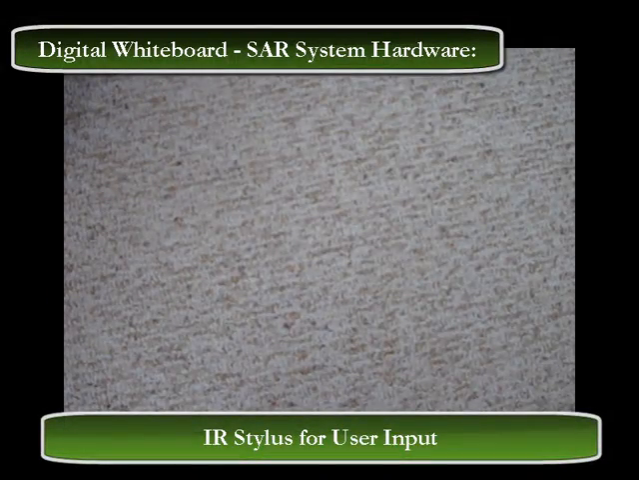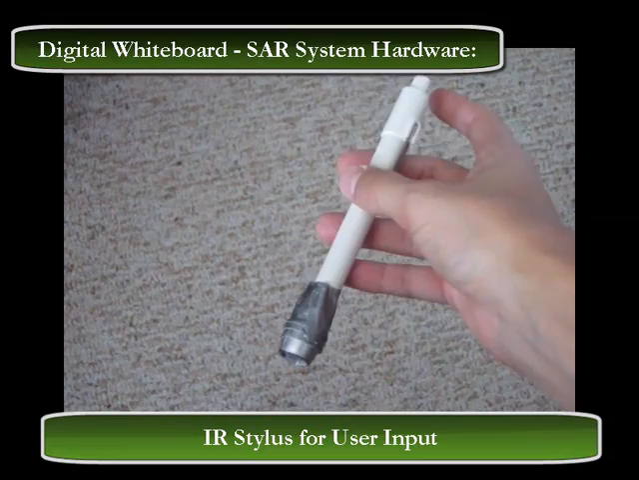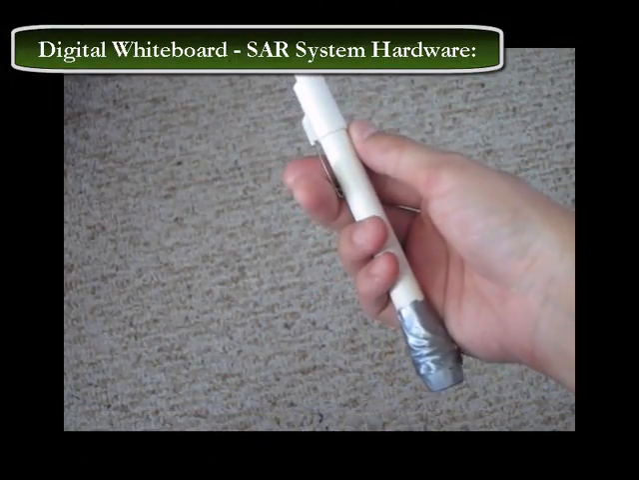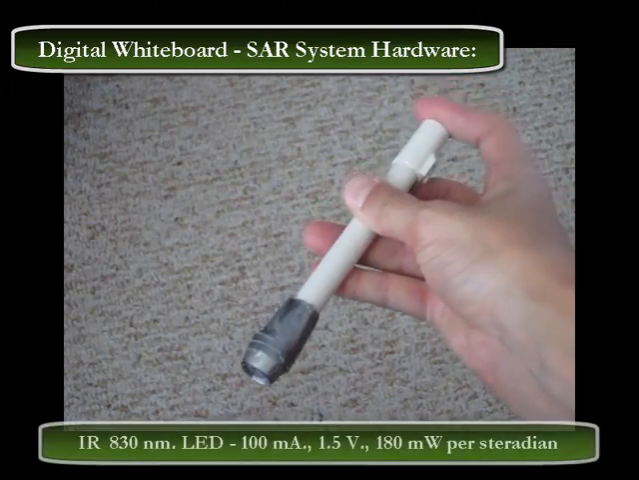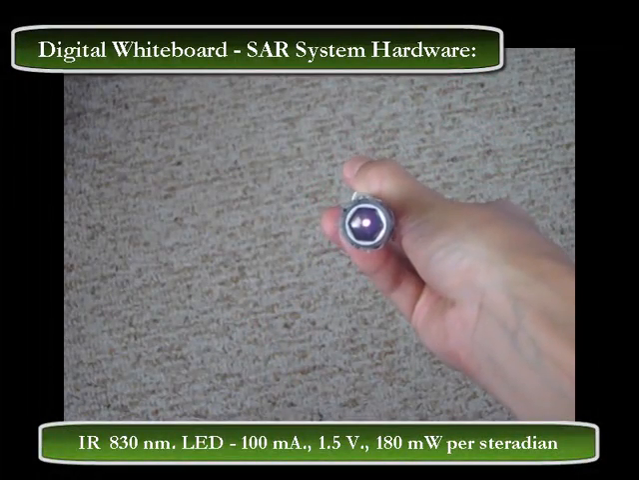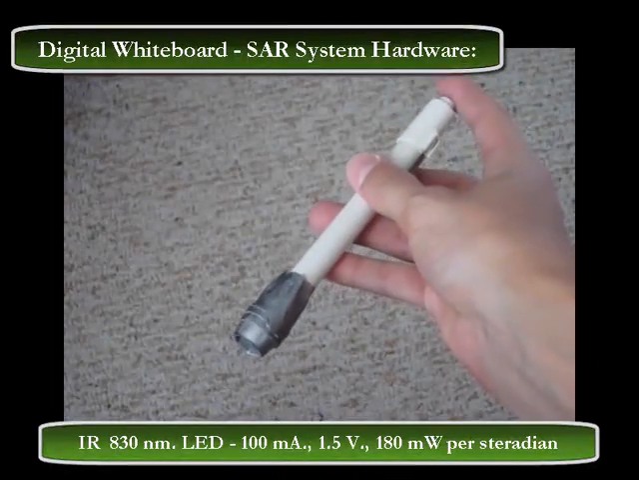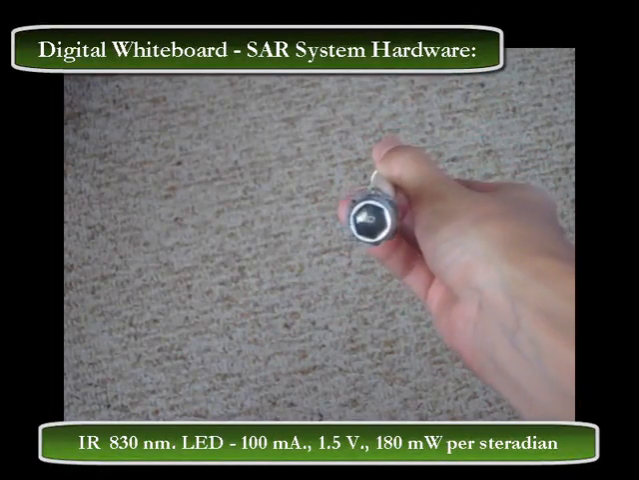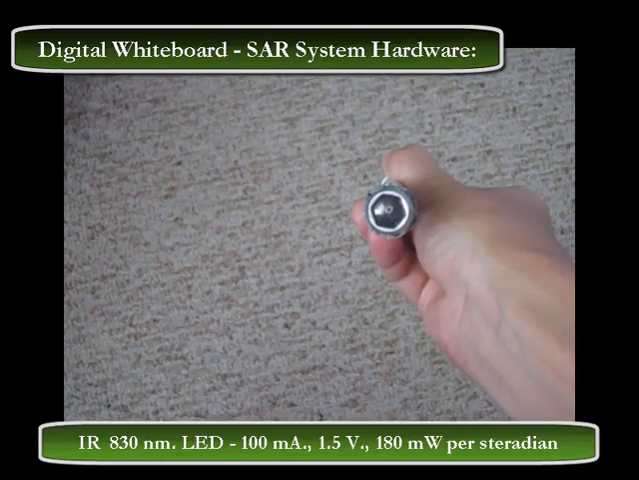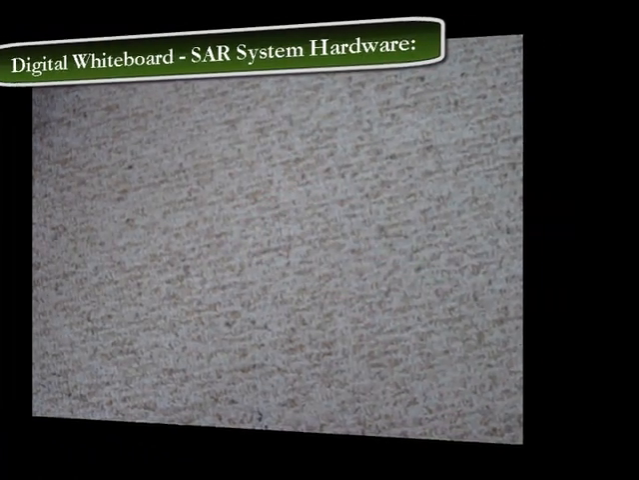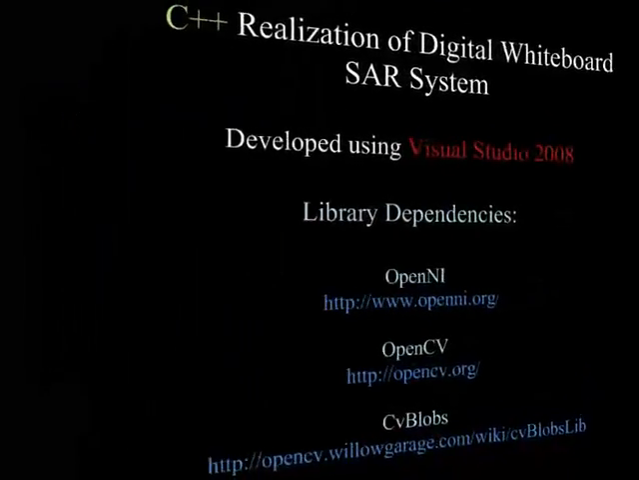Finally, an IR stylus is used for providing user input on the effective digital whiteboard surface. This IR stylus was created by taking an empty pen enclosure and fitting it with an IR LED powered by a couple of AAA batteries. The utilized IR LED emits an infrared light at 830 nanometers. In order to collimate the light source and prevent directional spreading of light emission, the LED is placed behind a black cardboard barrier with a pin-size hole. This concludes the hardware overview for the digital whiteboard SAR system.